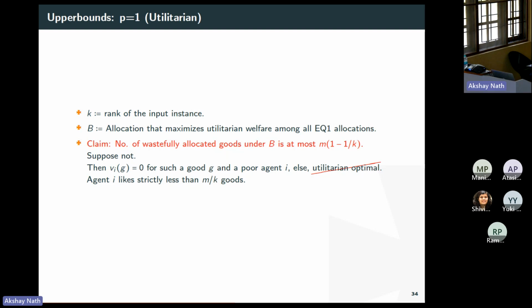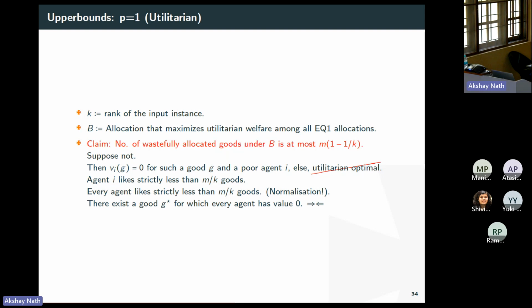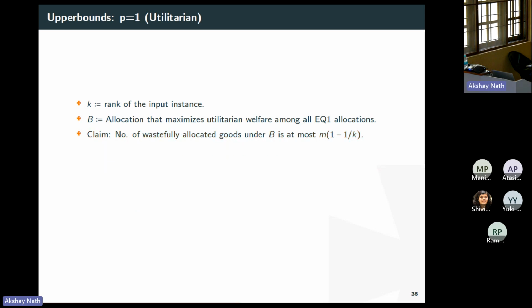Then it means that agent likes strictly less than these many goods. So in an equivalent allocation, in the case of the binary setting, agents can have only 2 utilities, either say U or U plus 1. So the agents with U are poor agents. Since agent I likes less than M by K goods, then by normalization, every agent likes exactly the same number of goods. So every agent will like strictly less than M by K goods, which means that there will exist a good for which every agent has value 0. But we start off with the assumption that every good is valued by somebody. Otherwise, you can just throw off that good in the very beginning of the input instance. So that's a simple argument for the binary case.